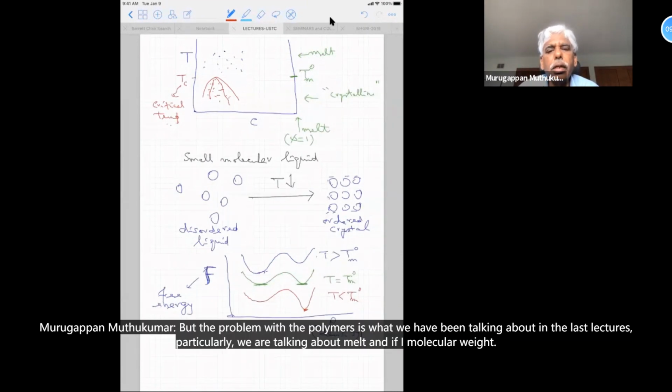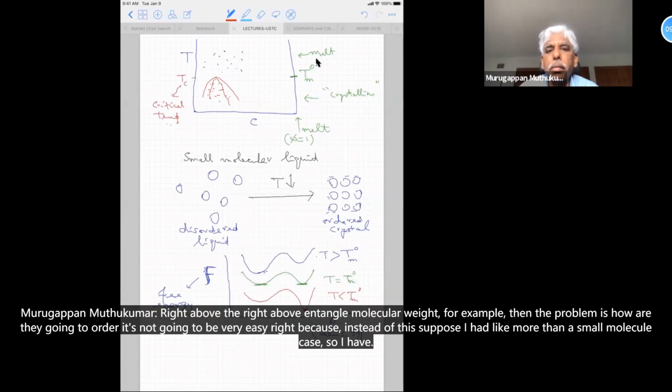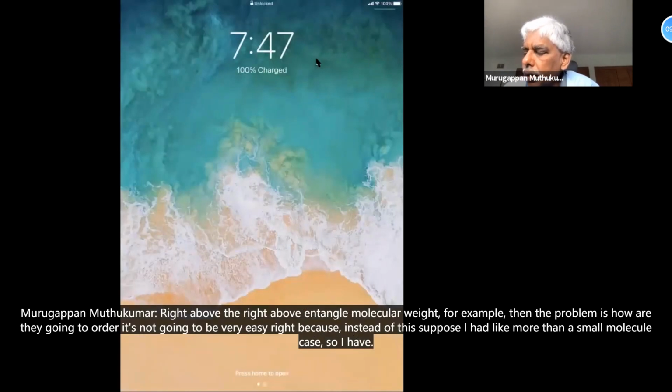But the problem with polymers is what we have been talking about in the last lectures. Particularly, we are talking about a melt at a high molecular weight, above the entanglement molecular weight, for example. Then the problem is how are they going to order? It's not going to be very easy, right?